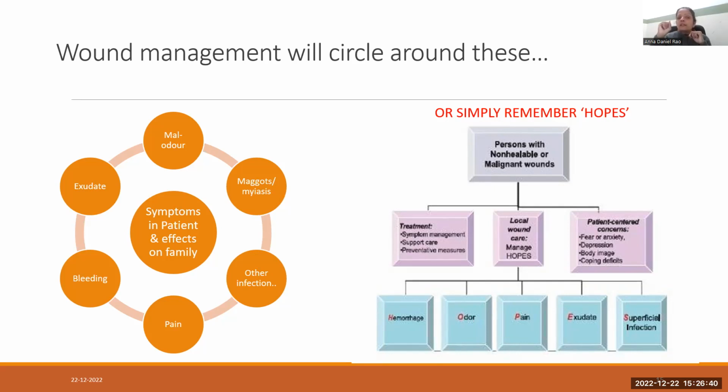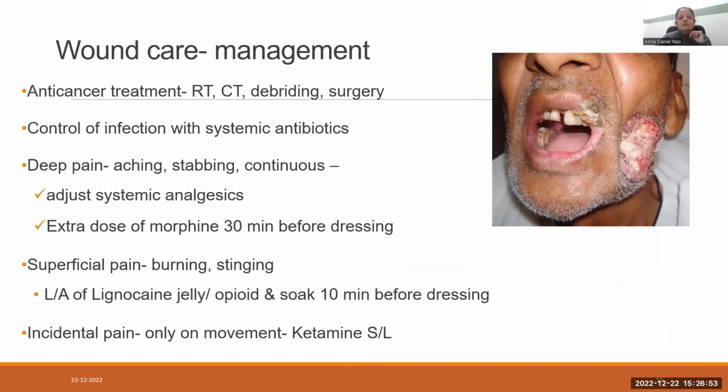And how to manage the secondary infection. Okay, so hospice model is also good to do management of this kind of wounds. So let us go see one by one.